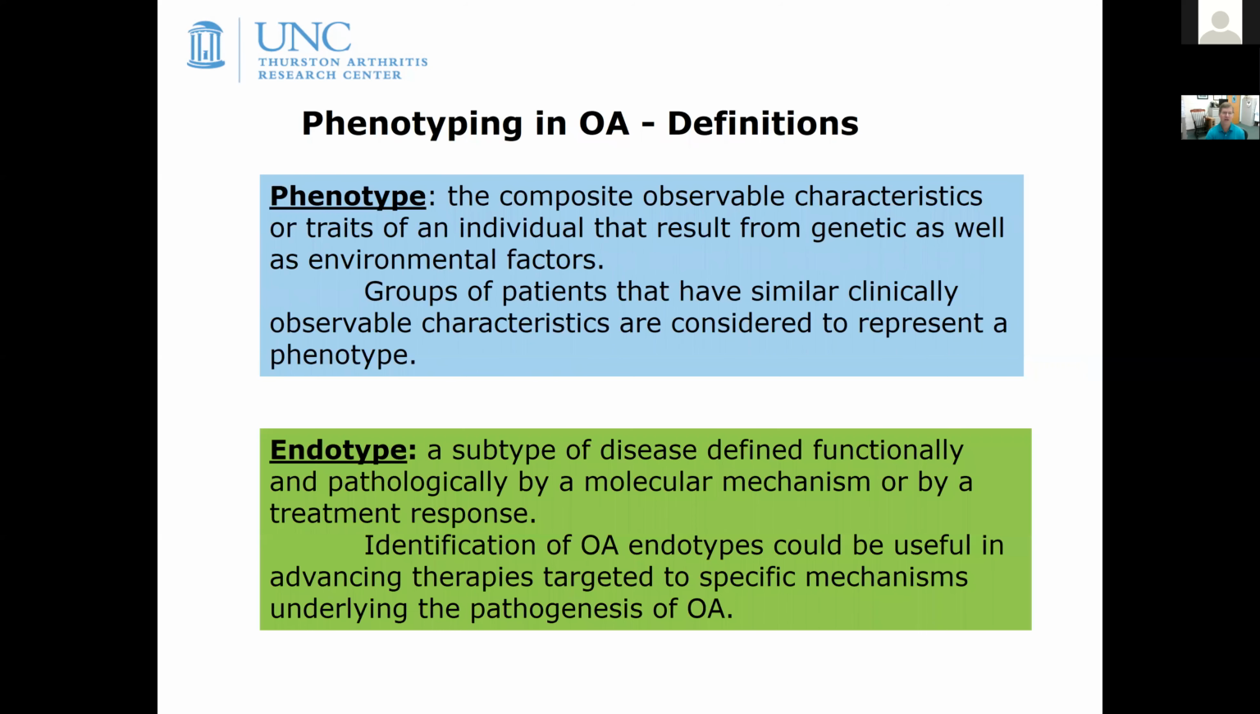And then another term that's often used in phenotyping is an endotype. And an endotype is a subtype of disease that's defined functionally and pathologically. So an endotype is where you understand a molecular mechanism or a treatment response that is recognized in a particular group of people. So identification of endotypes would be helpful to advance therapies that are targeted to a specific mechanism in the pathogenesis of OA.